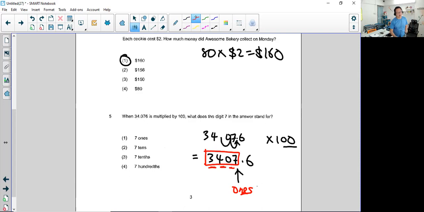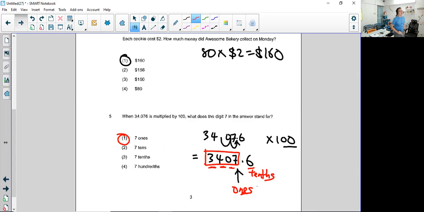And the digit behind the decimal point will be the tenths. So what does the digit 7 stand for? 7 ones. So answer number 1. Okay, let's go to the next one, question number 6.